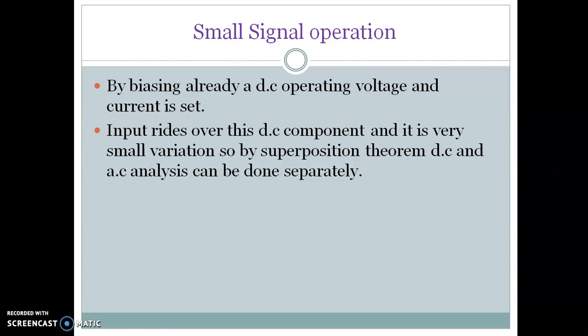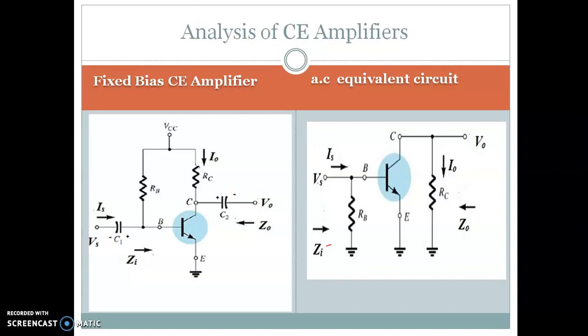Now it is the AC analysis part which you are going to view in this video lecture. First we'll take up the simple fixed bias CE amplifier. So we've got the input coupling capacitor.